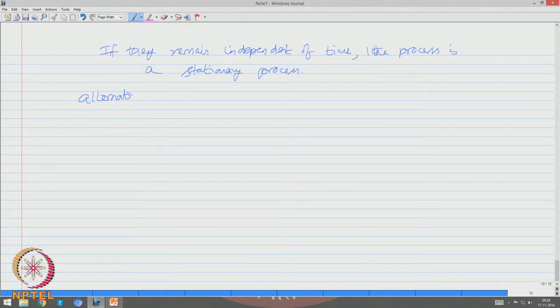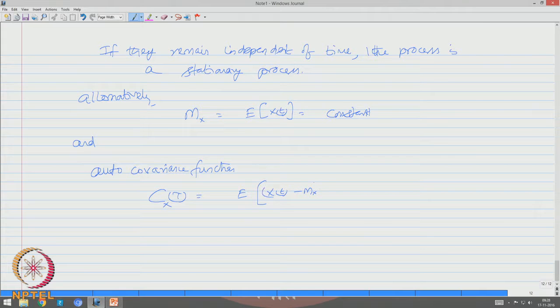Alternatively, mx, which is the expected value of x of t, is also said to be constant, and the autocovariance function C x of tau can be said simply as E of x of t minus mx, x of t plus tau minus mx, which is a function of tau only.